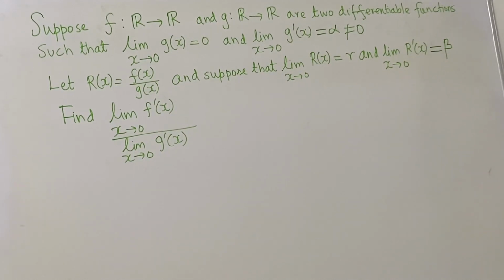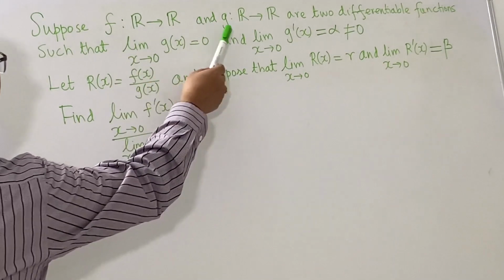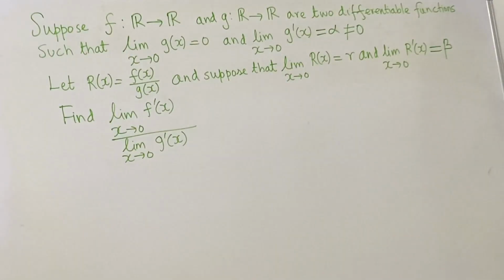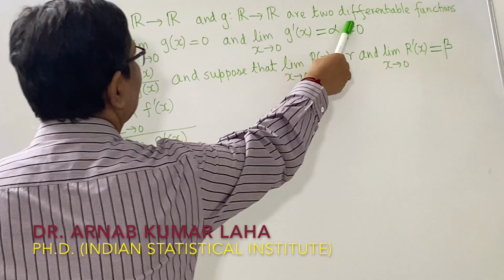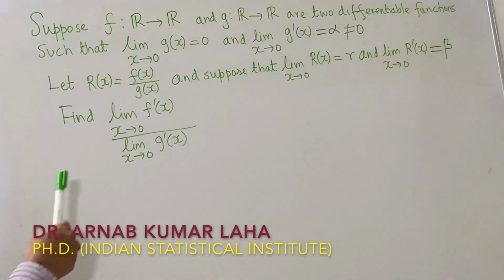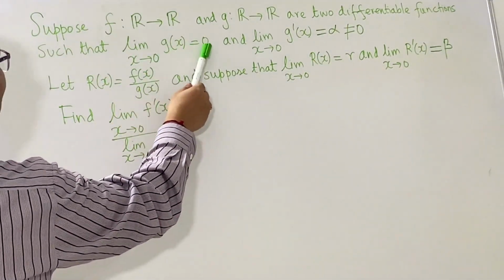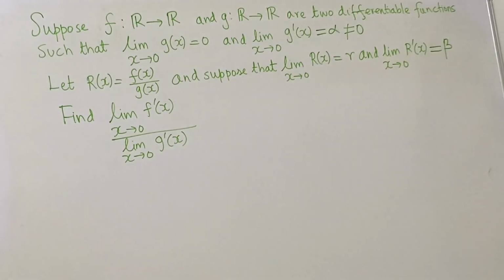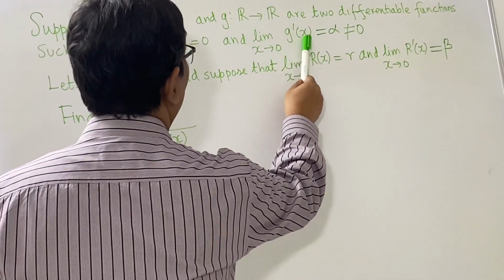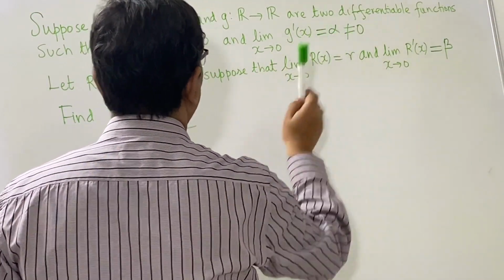In this edition, we are looking at this problem. Here we have two functions f and g, both defined on the real line, and they both take real values, and both of them are assumed to be differentiable. We know that limit x goes to 0 g(x) is equal to 0, and limit x goes to 0 g'(x) is equal to alpha, which is not equal to 0.